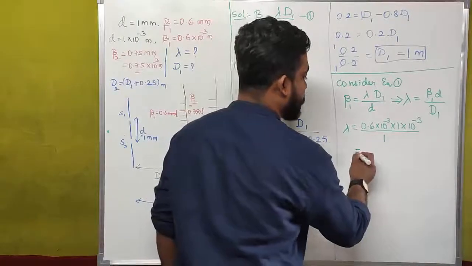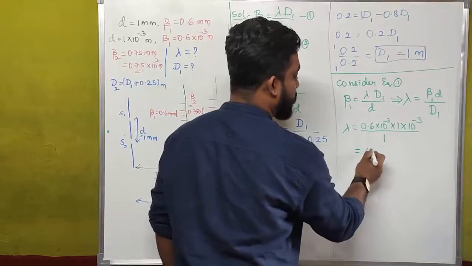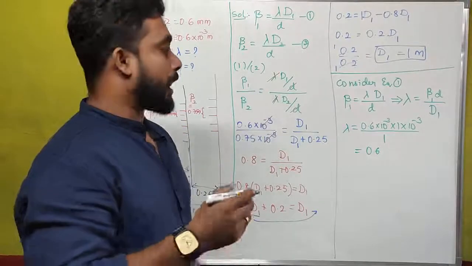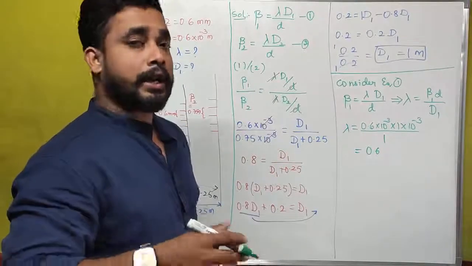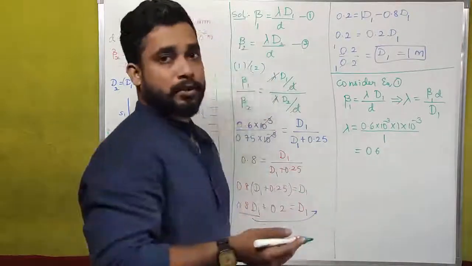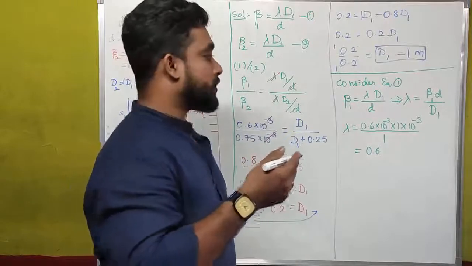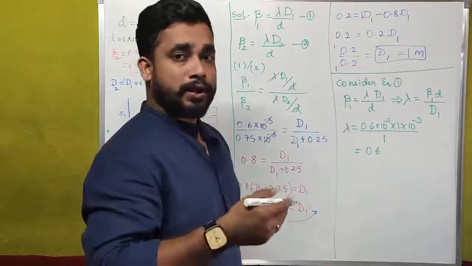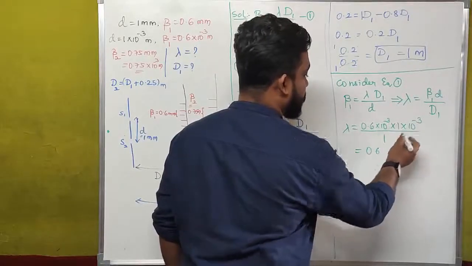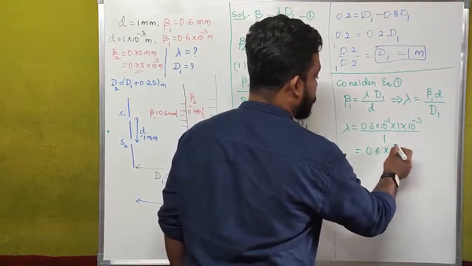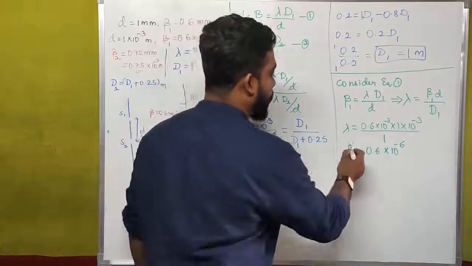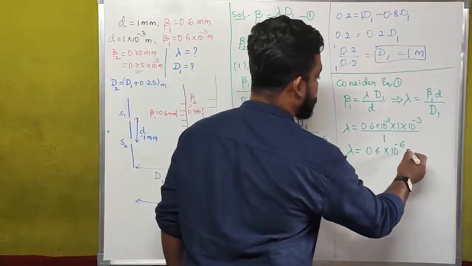If we simplify this, 0.6 into 1 is equal to 0.6, and 0.6 divided by 1 is also nothing but 0.6. If we have 1 in the denominator, we can neglect that term. 1 into something is that something, and something divided by 1 is also something. Then here we have 10 to the power of minus 3, here also 10 to the power of minus 3. If we add these together, we will get a wavelength of 0.6 into 10 to the power of minus 6 meter.